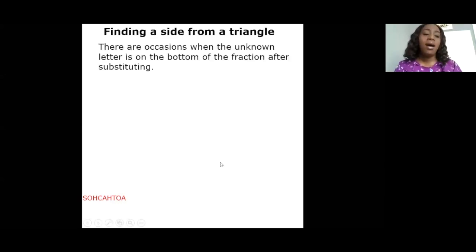Now, sometimes our unknown letter is on the bottom of our fraction after we substitute. In this situation, we have cosine 45 is equal to 13 over u. I can't make u the subject while it's at the bottom there. I need to get rid of the 13. Remember, our aim is always to just try to get rid of what's on that side of the equal sign. I can't get to 13 with that u down there.